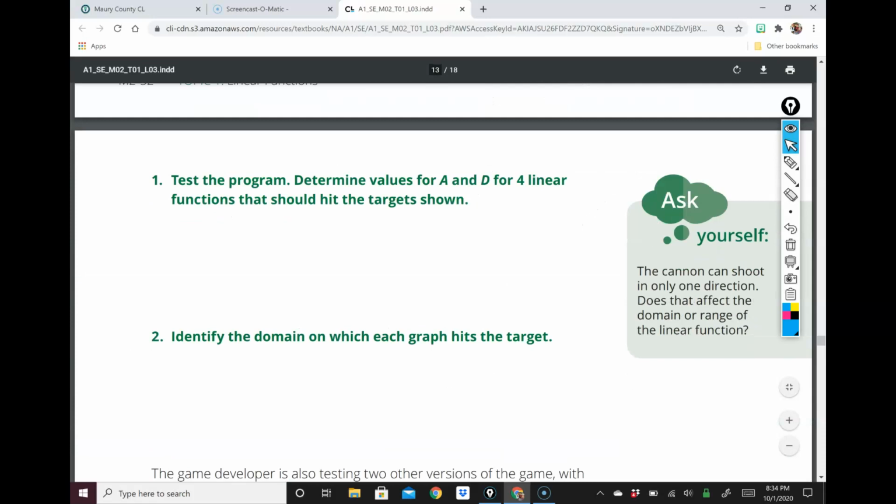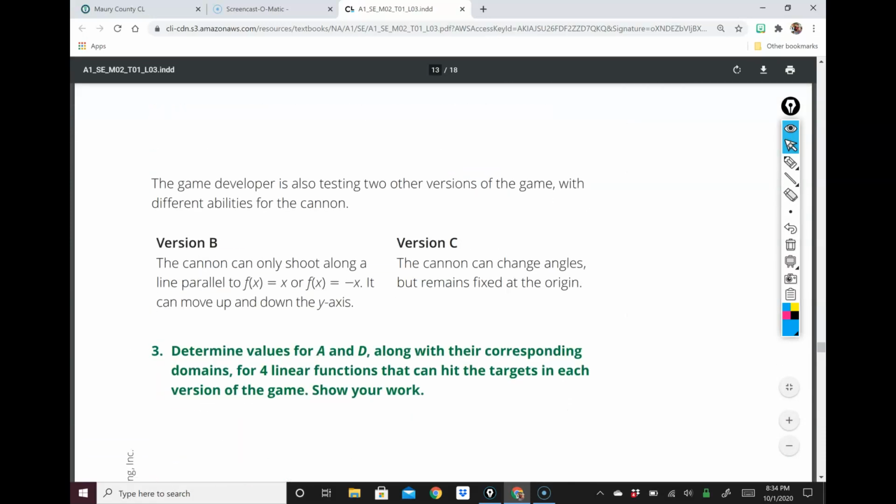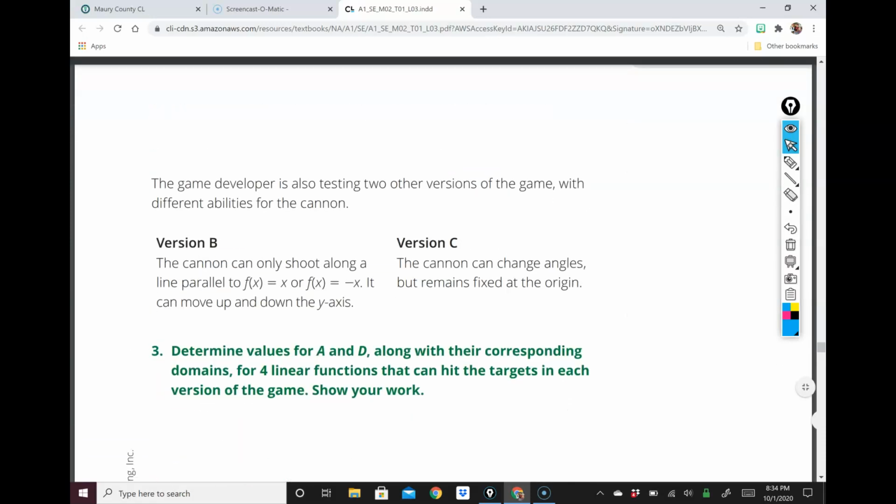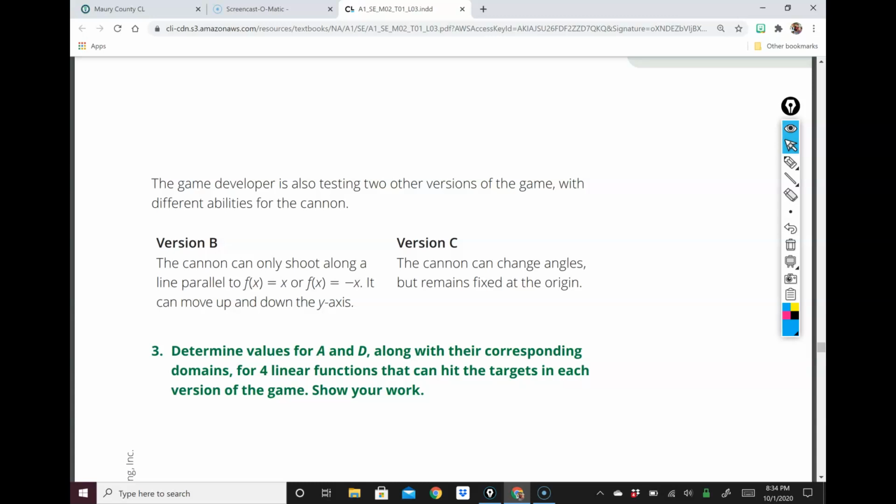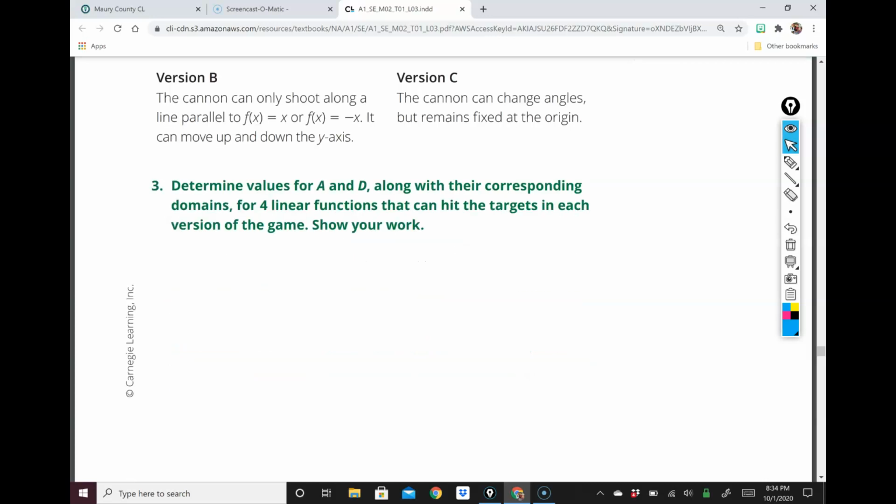Let's look at number 3. What does it say? Determine the values for a and d along with their corresponding domains for the 4 linear functions that can hit the targets in each version of the game. So we did an example for each, and your domain is still x. Well, sometimes it'll be x is less than or equal to 0, or x is greater than or equal to 0. Domain are your x values.